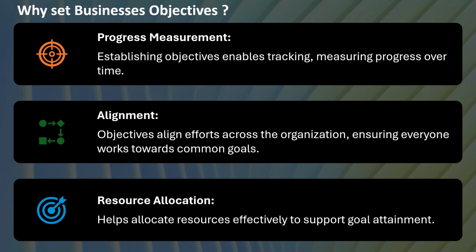Moving on, we have progress measurement. Establishing objectives enables tracking, measuring the progress over time. Alignment. Objectives align efforts across the organization, ensuring everyone works towards a common goal. Resource allocation helps allocate resources effectively to support goal attainment.